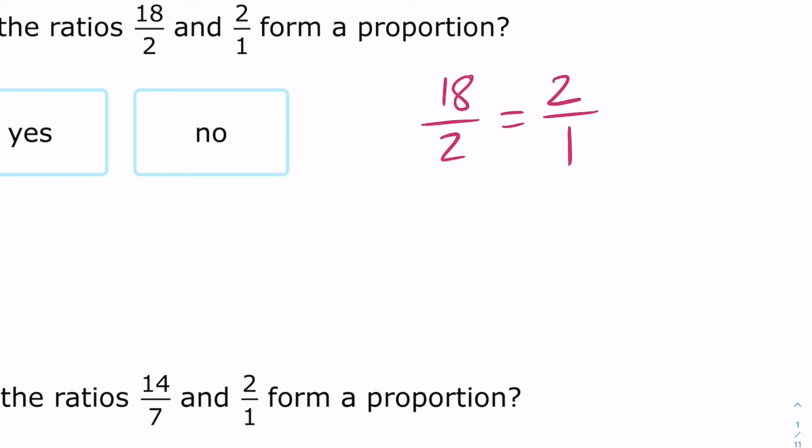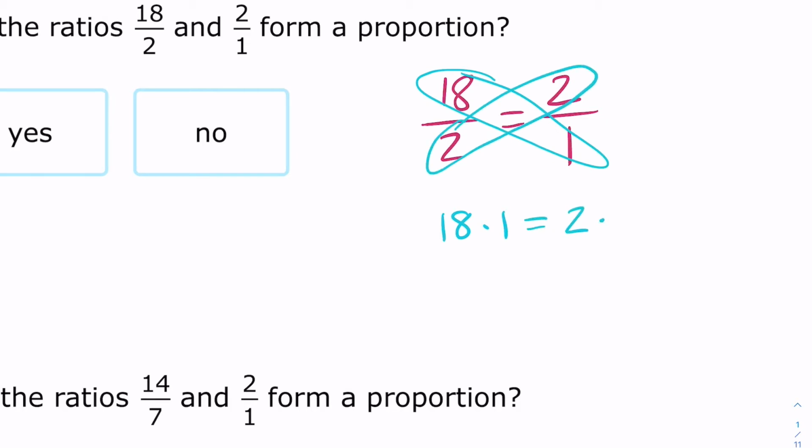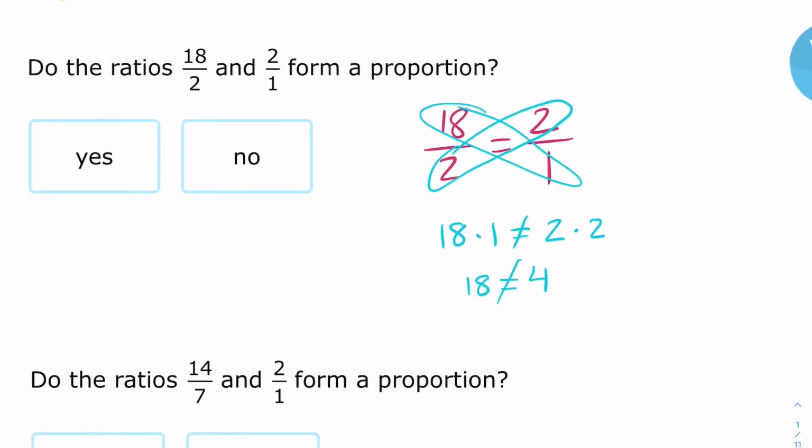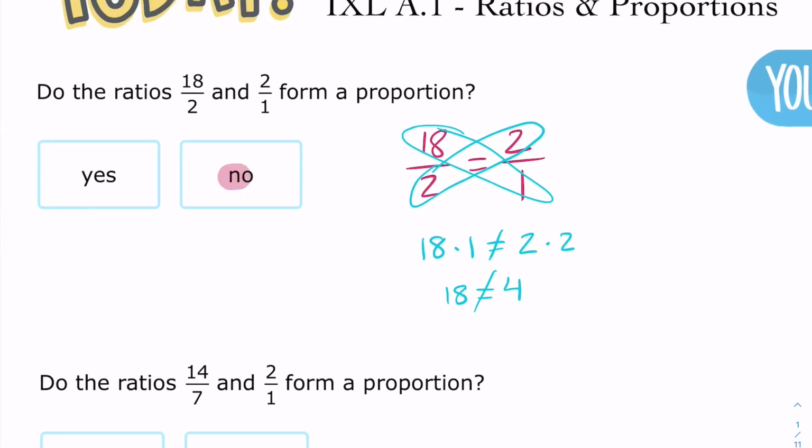So let's try that. We're going to do 18 times 1, and we're going to see if that is equal to 2 times 2. Does that equal 2 times 2? That's the question. So 18 times 1 is 18. 2 times 2 is 4. And so 18 does not equal 4, right? Because of that, these are not proportional. So we're going to say that these are not in proportion with one another.